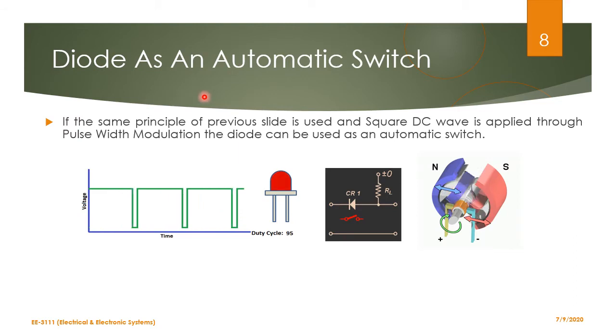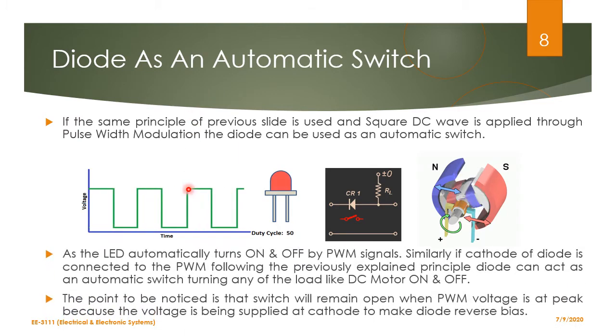Diode as an automatic switch. By using a pulse width modulation square DC wave, we can use the diode as an automatic switch. We will connect this square wave toward the cathode, and when we want the motor not to operate, the DC square wave will be at peak, making the diode reverse biased, and when we want the motor to operate, the square DC voltage will be near zero, making the diode forward biased and a closed switch.